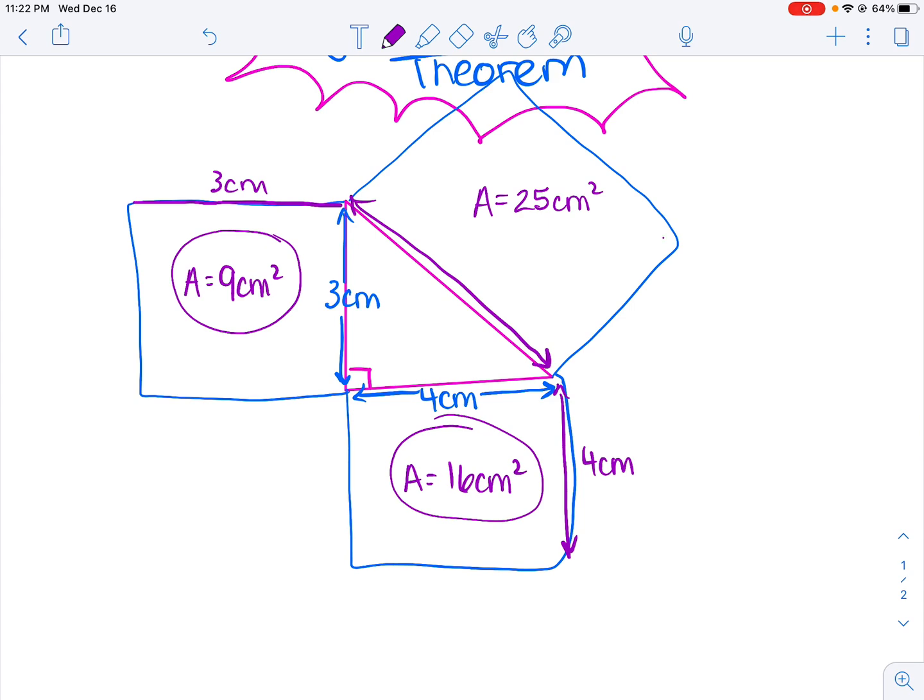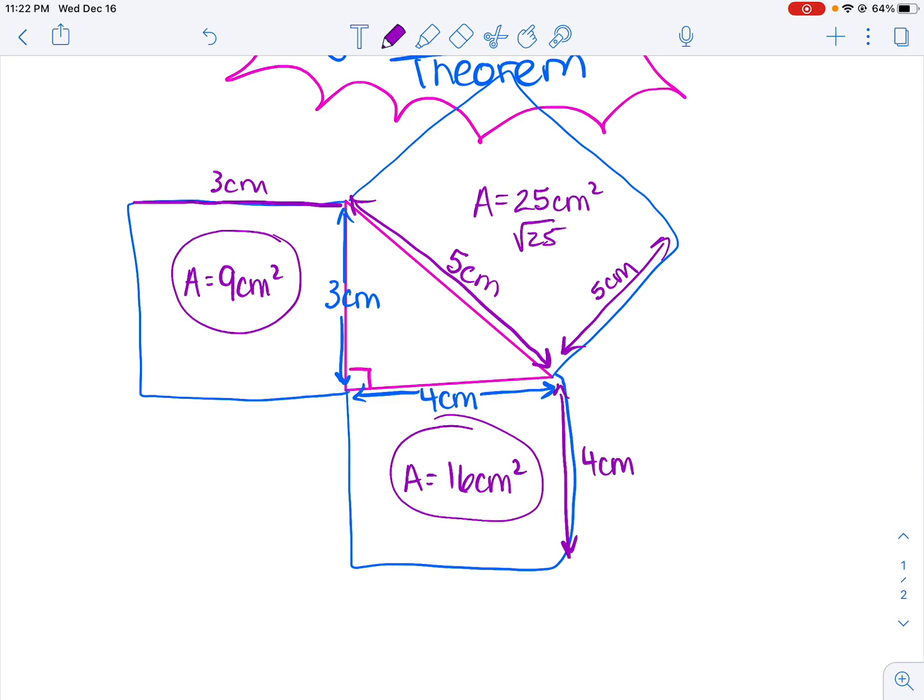And then to figure out the length of each side of the square, we need to take the square root of 25. And that will tell us that each side of the square is 5 centimeters. Because 5 times 5 is 25, right? So that's why we had to square root it. We had to figure out what times what would equal 25. So that's basically how Pythagorean theorem works.